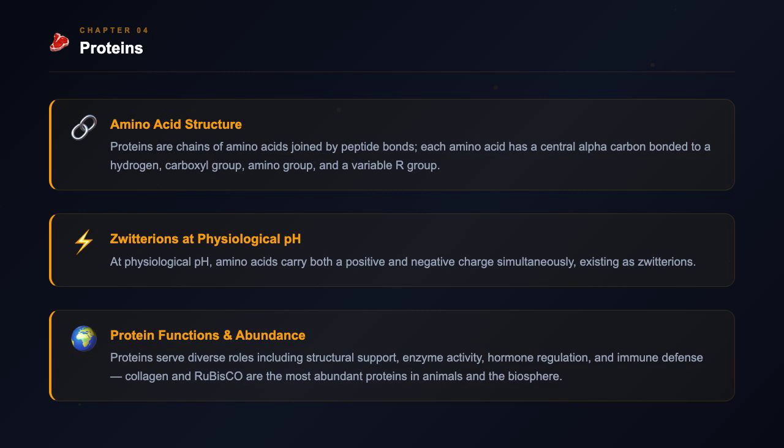They are heteropolymers containing multiple different types of monomers. Each amino acid has a central alpha carbon with four key parts: a hydrogen atom, a carboxyl group, an amino group, and an R group.